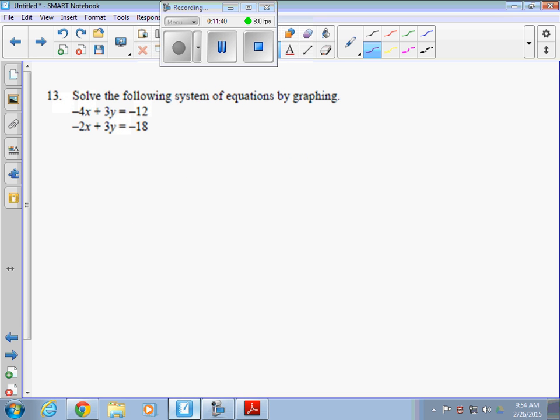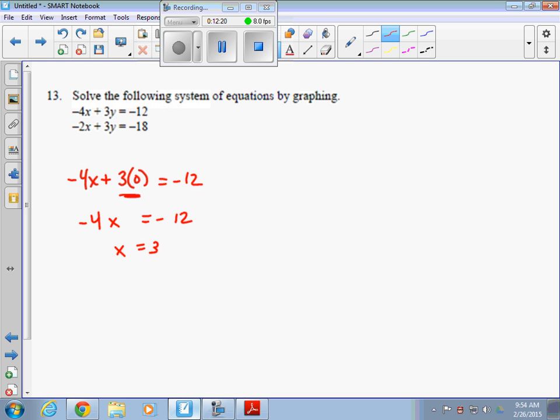Number 13 says solve the following systems of equations by graphing. Now, we can graph both of these equations, but we know even if we do it perfectly that there's some room for error when we solve by graphing. But that's the first way we learned how to do it. So this first equation, in order to graph it, we can actually graph it by using the x and y intercepts. So if I want the x-intercept, I know I plug in 0 for y. Negative 4x plus 3 times 0, that's going to eliminate that part right there, equals negative 12. Negative 4x equals negative 12, which is x equals positive 3. So the x-intercept for that one is 3.